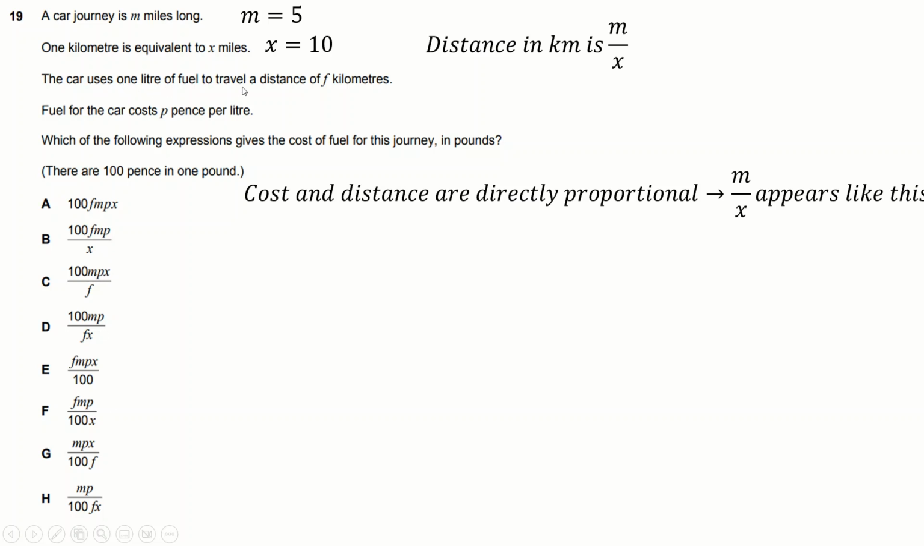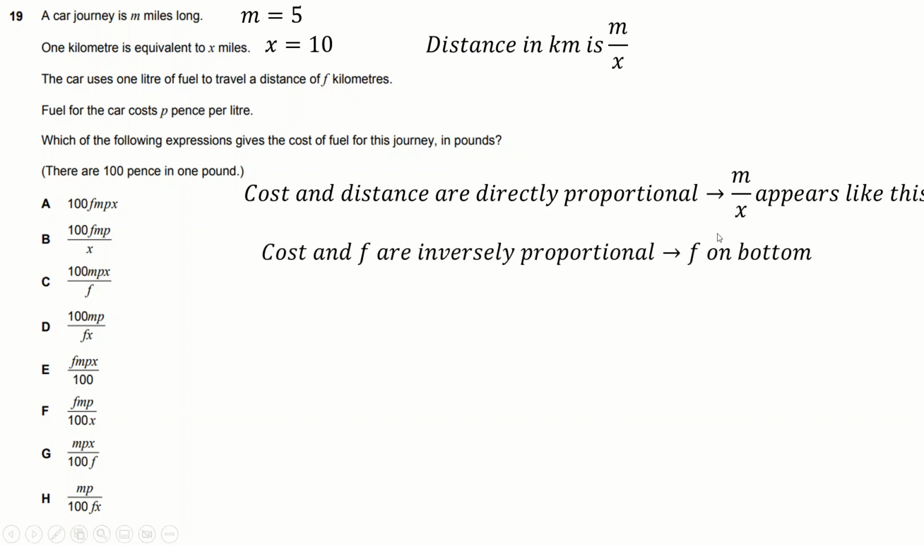A car uses 1 liter of fuel for this many kilometers. Now again, if you just pretend f is 1,000 here, if you use 1 liter of fuel every 1,000 kilometers, that sounds like a pretty good deal. The bigger f is, the less it's going to cost. Like if f suddenly drops down to 10, it's going to cost much more to go anywhere. So the bigger f is, the less the cost, which means those are inversely proportional, and f is going to appear on the bottom, because when you set up inverse proportion, you say the cost is equal to k over f, maybe. So f is going to appear on the bottom.